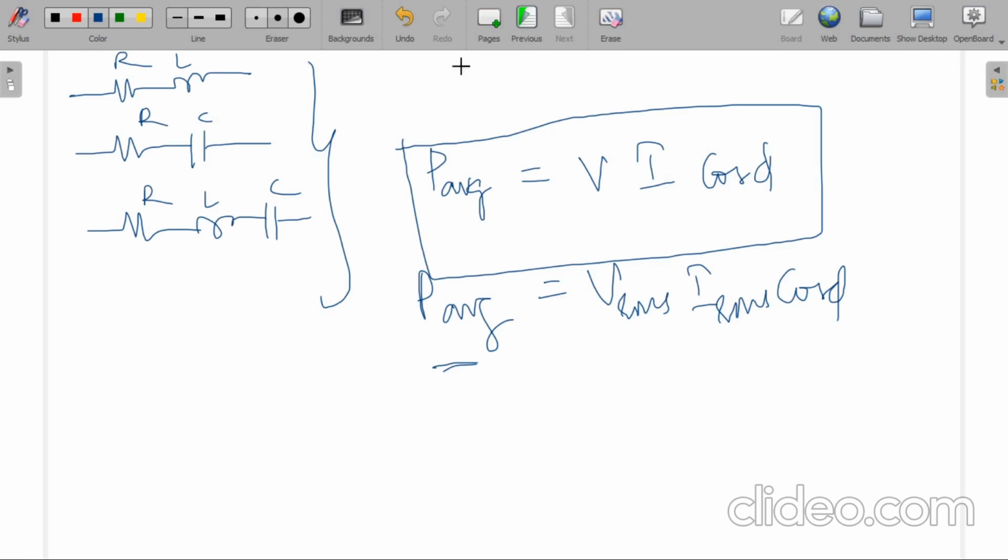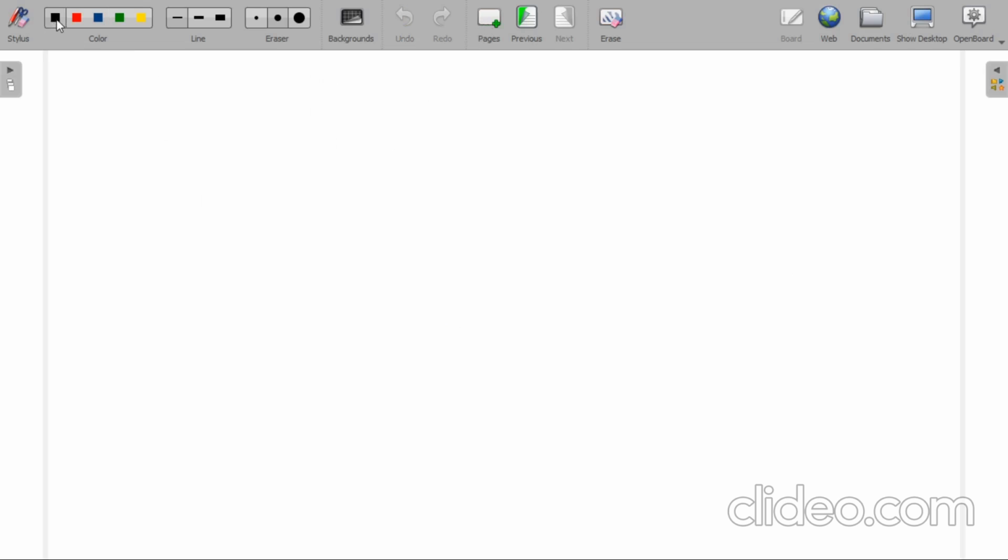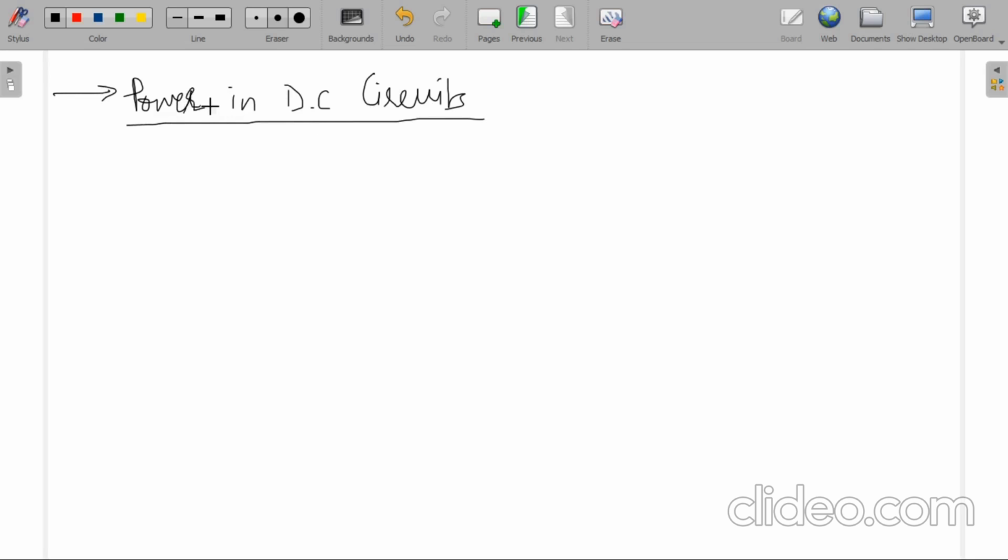I will come back to this average power consumed by this RL load after comparison of power in DC circuits. So now first let us discuss about power in DC circuits.